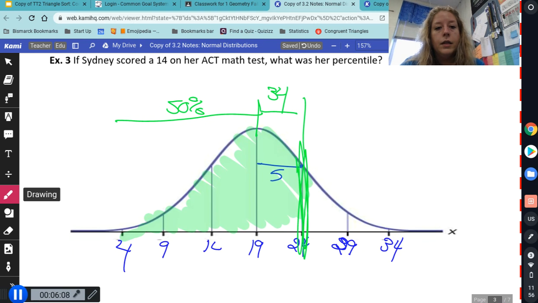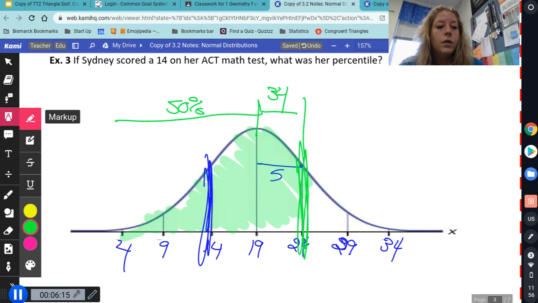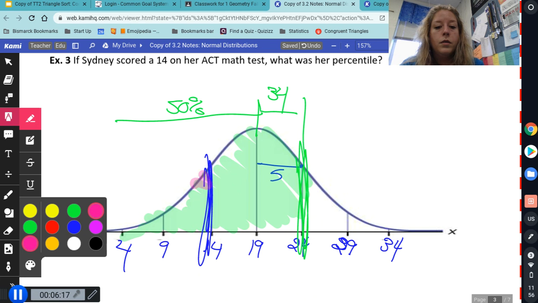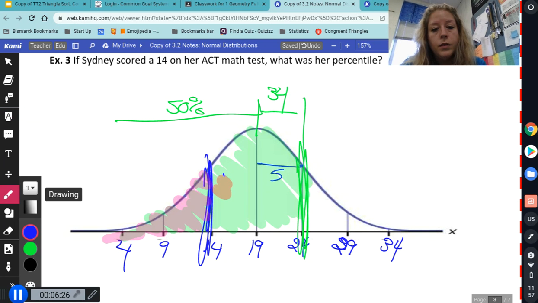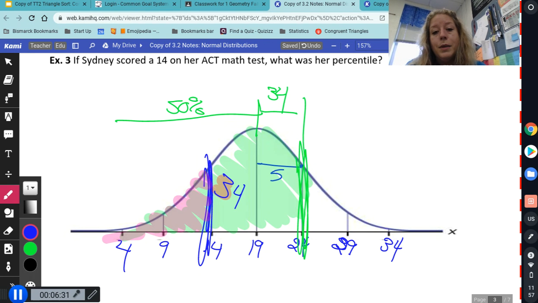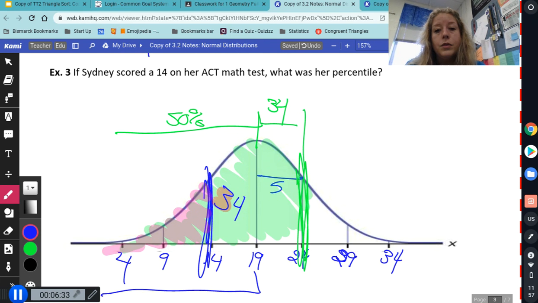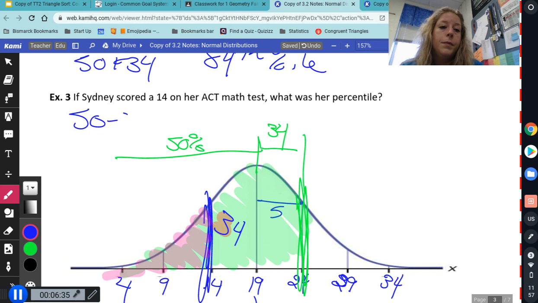All right, now if we take a look at Sydney, she got a 14, so she's down here. How many people are below her? Well, there's 34 people in, oops, I want to change it to a pen. There's 34 percent of the people in this section, and there's 50% of the people here, so we're actually going to do 50 minus 34, so she is at the 16th percentile.